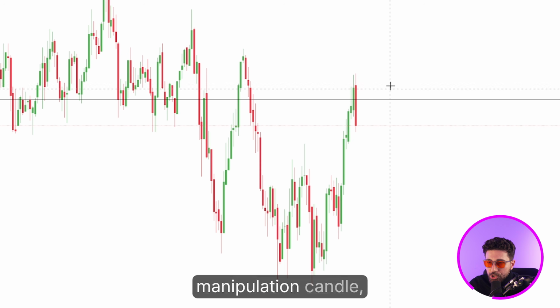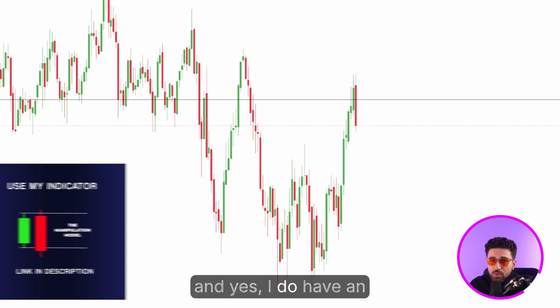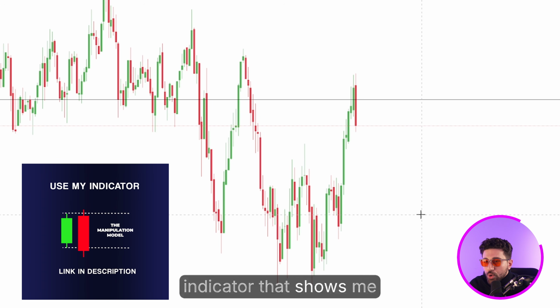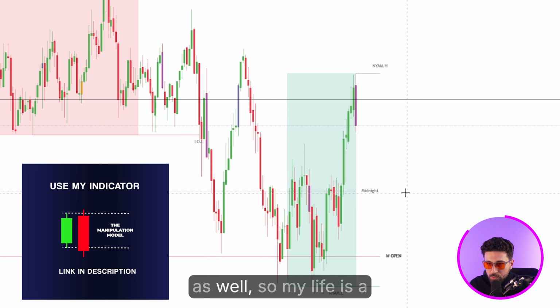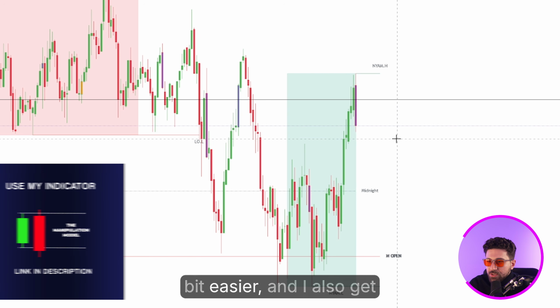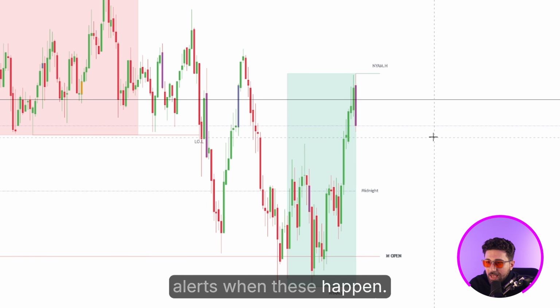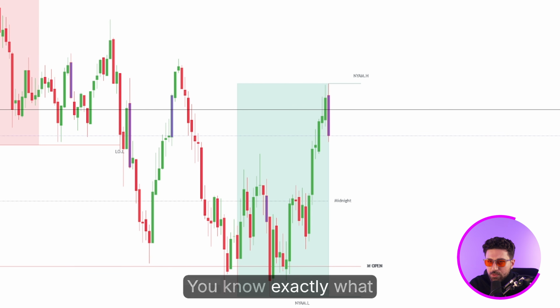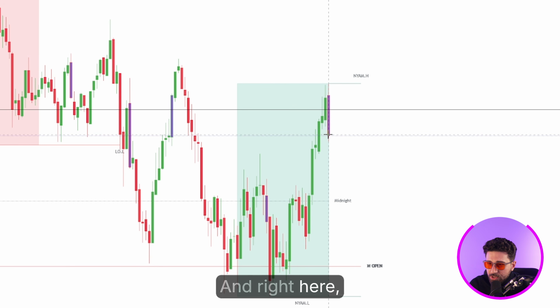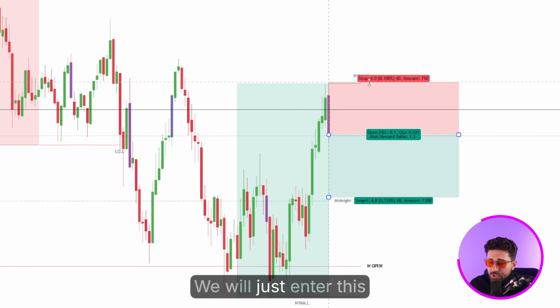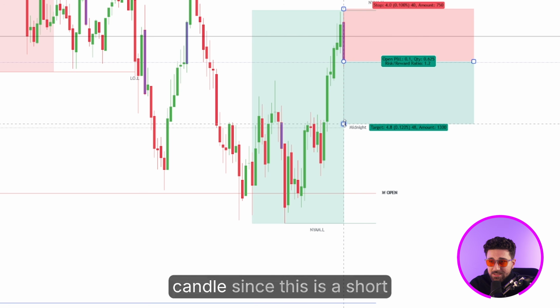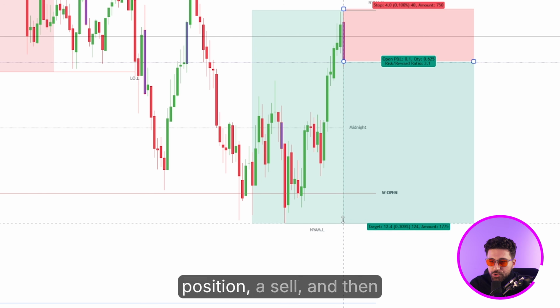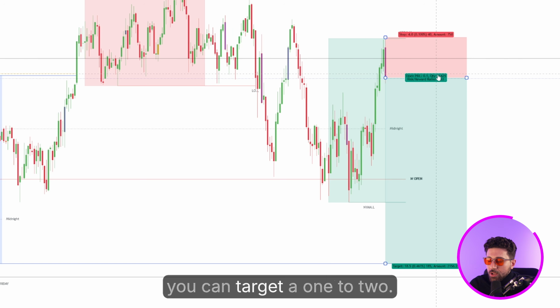This is the manipulation candle, and yes, I do have an indicator that shows me the manipulation candle as well, so my life is a bit easier, and I also get alerts when these happen. Also, if you don't have them, it doesn't matter, you know exactly what you have to look out for. And right here, this is the final step. We will just enter this trade, put our stop loss above the manipulation candle since this is a short position, a sell, and then you can target a 1 to 2.